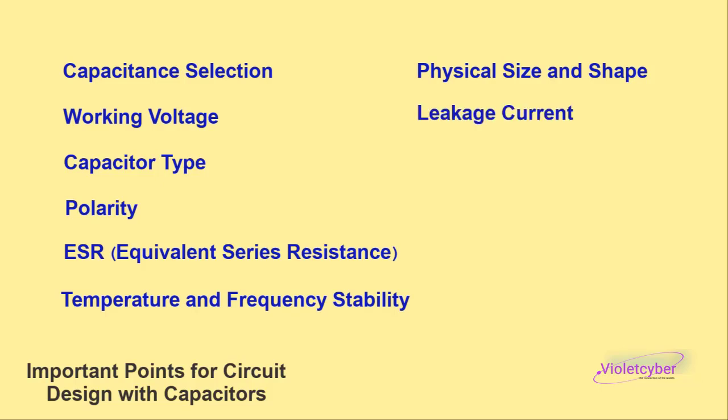Leakage current. In sensitive circuits, the leakage current of a capacitor, especially in electrolytic and tantalum types, can be problematic. In such cases, use capacitors with a low leakage current, like ceramic capacitors. Next one, ESL or equivalent series inductance. In very high frequency circuits, ESL can affect the capacitor's performance. For such applications, use capacitors with low ESL.